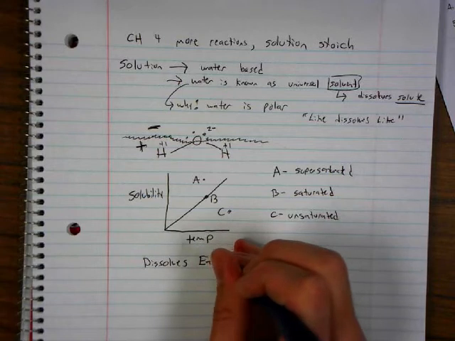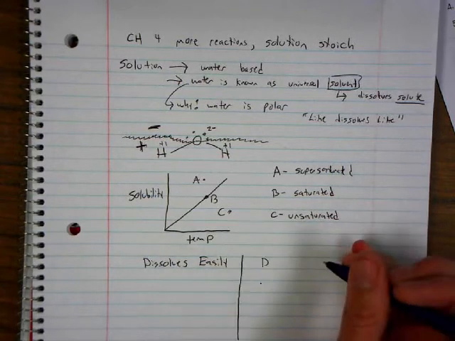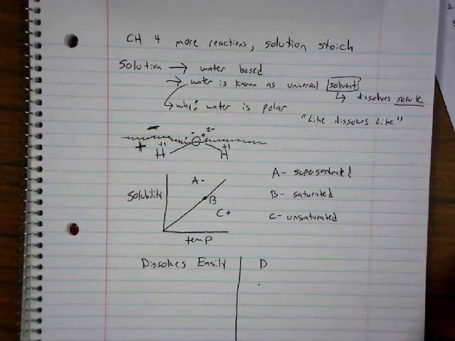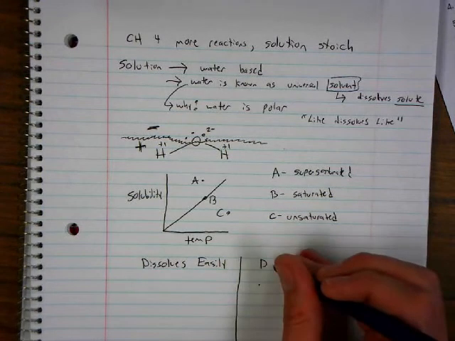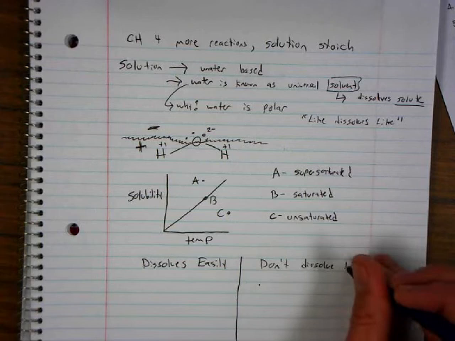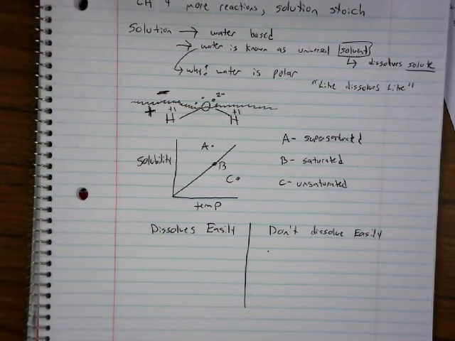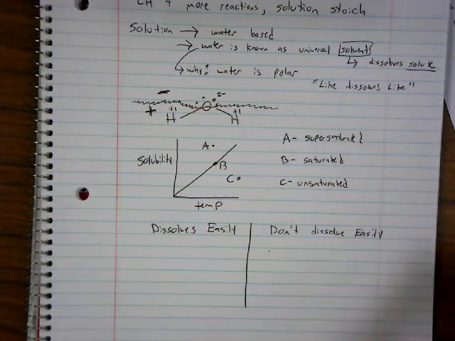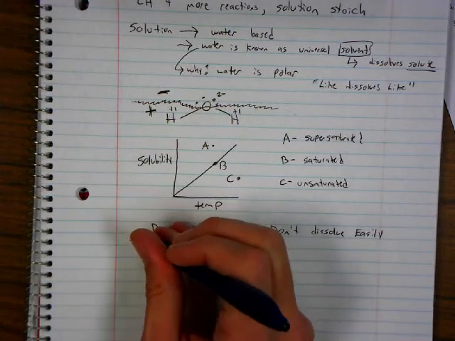Okay, we'll make a little chart. On this side, we're going to have dissolves easily. And on this side, we're going to have doesn't dissolve easily. You can write it however you want to, okay? So we have dissolve easily and don't dissolve easily. So let's talk about things that dissolve easily. This is going to be fairly new to you.